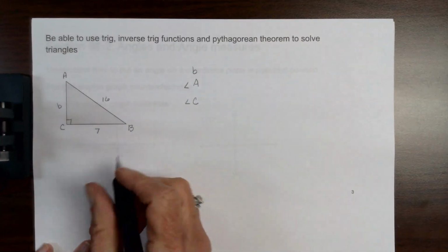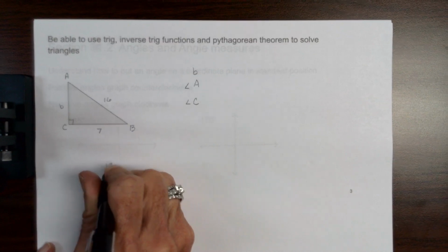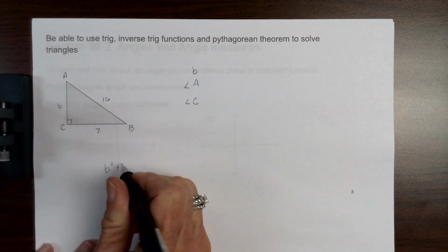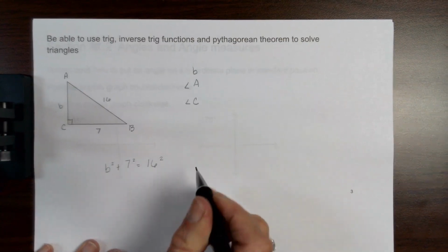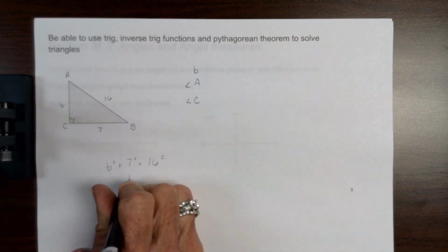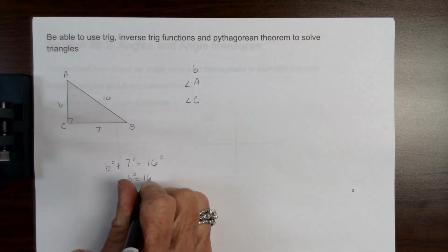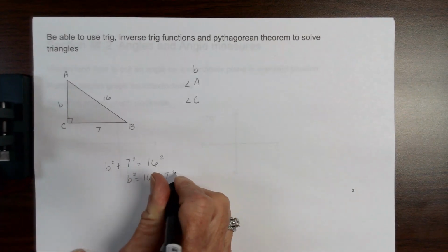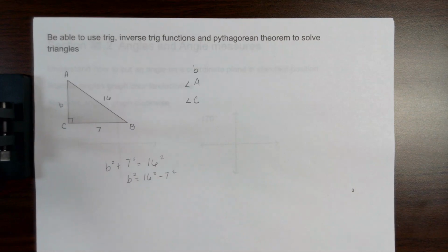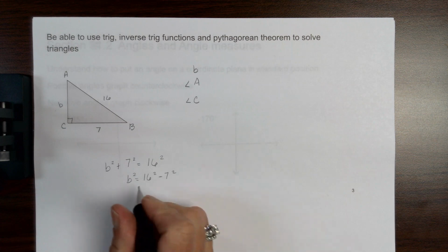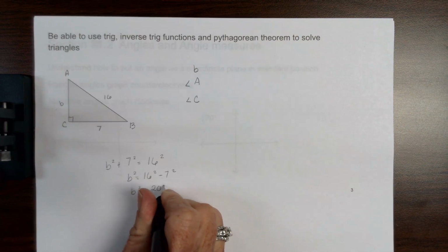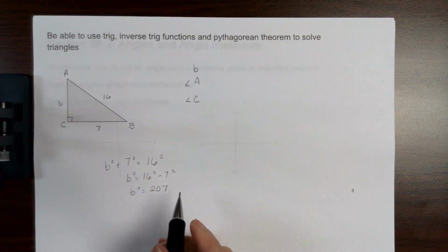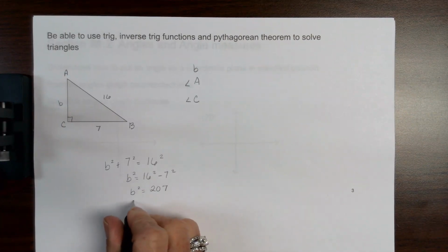So we'll use this as our scrap paper down here. So b squared, the leg squared, plus the other leg squared is equal to the hypotenuse squared. So that means b squared is going to be 16 squared minus 7 squared. So that's going to be 207. So I would take the square root of 207.